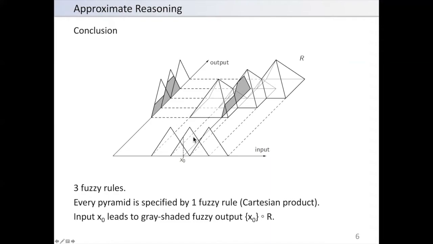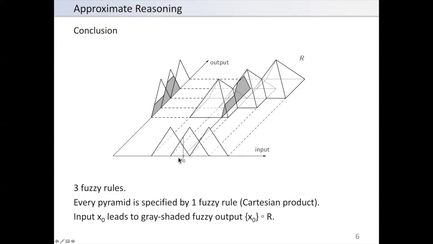This is the Cartesian product of these two. And for this one, the rule is saying that if x is approximate 0, y is approximate 0. This is the corresponding relation. And this is the relation for the third rule. And if we take the union, it is the union of these relations. And suppose that the value of x is x0. So this is corresponding to the fact.